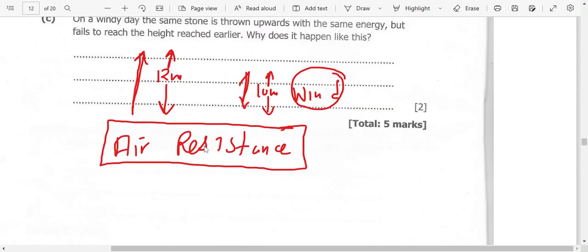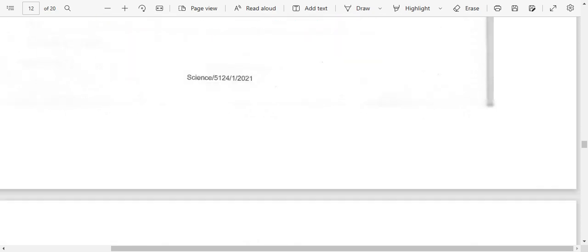Okay, so here the answer is air resistance. The air resistance is going to be preventing the stone from going up. Because of that, it is going to reduce the speed at which it gets to the top. That is why it's going to fall very fast. That's okay? Yes.